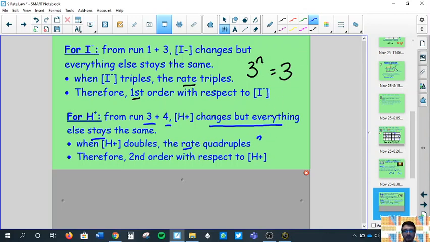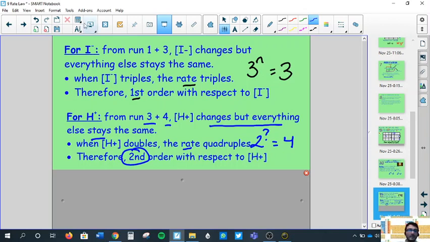So if we double, and this is our exponent, I'm going to use a question mark, that O, I don't like how that looks. What is in the exponent here if we end up quadrupling the rate? Well, it has to be a 2. That means it's second order with respect to hydride.